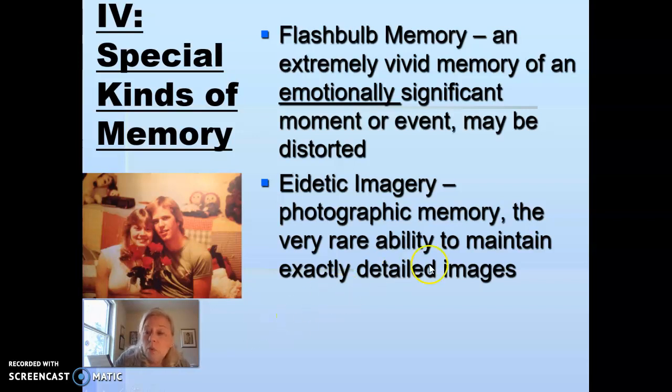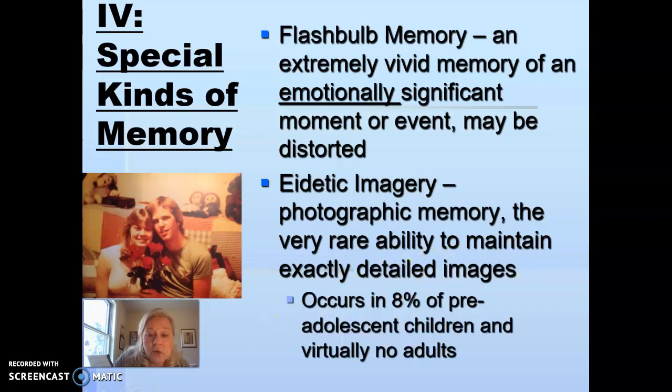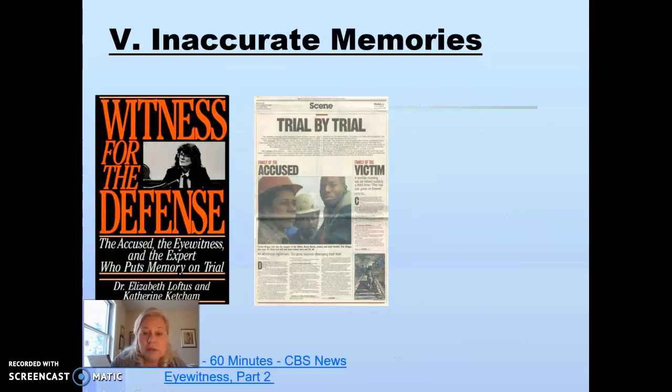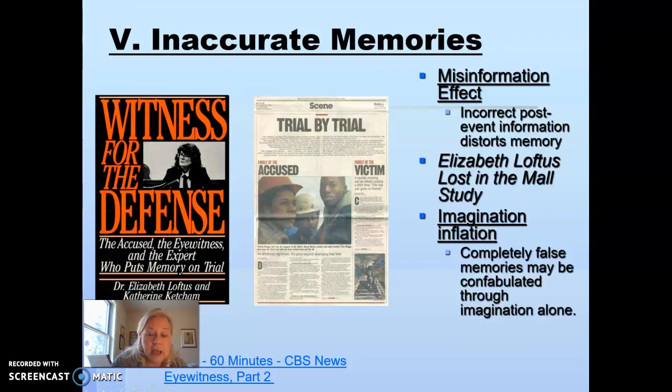By the way, this is just a little piece of information: eidetic imagery occurs in 8% of pre-adolescent children, and then as our brains develop, we lose this ability.